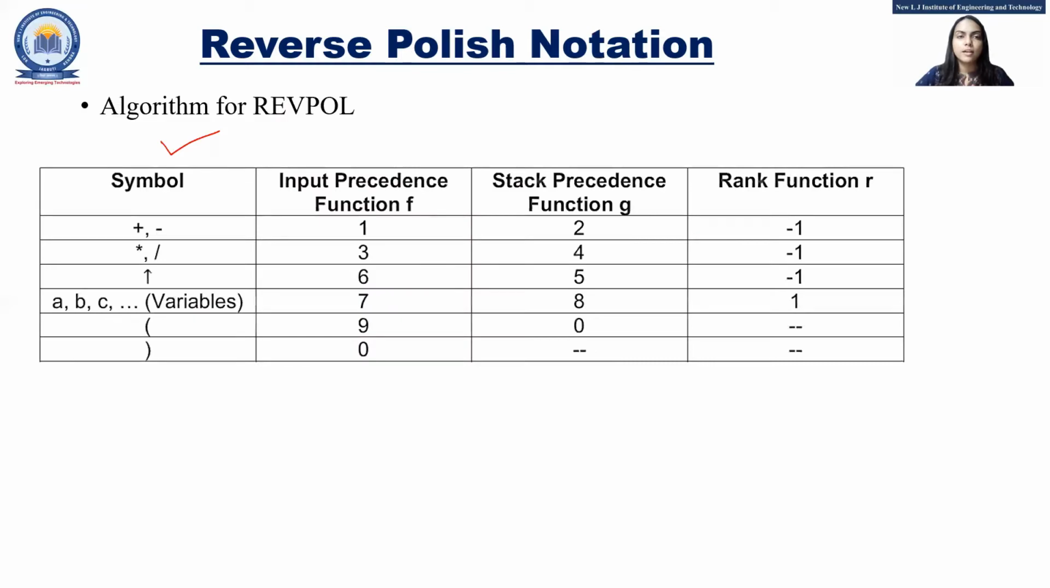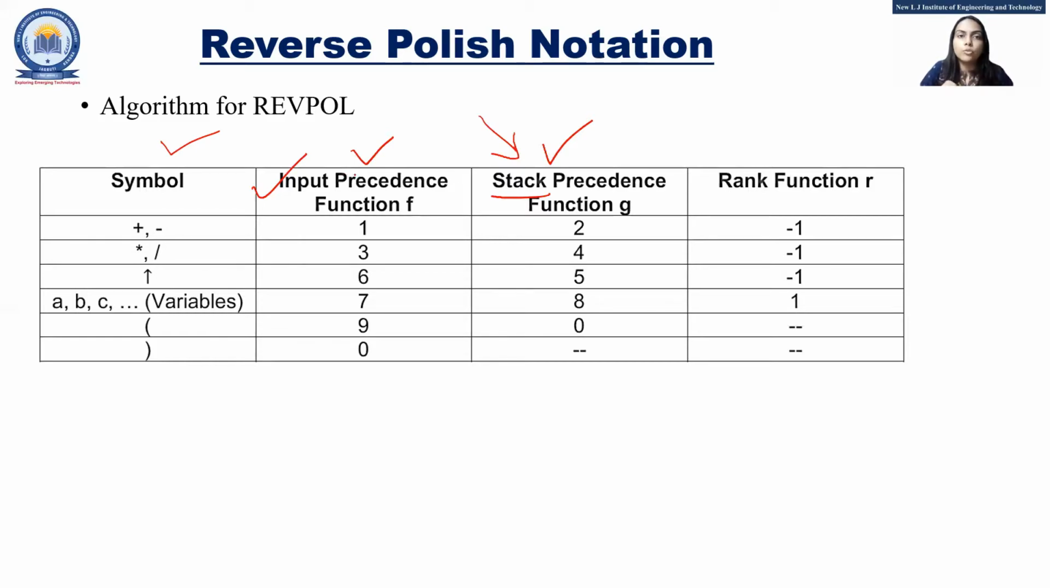Now students, in the previous lecture we saw that we had precedence only f, right? So the f function was used for characters already on the stack and the incoming character. But this time in reverse Polish notation, we have two functions f and g. Stack precedence is the precedence of characters which are currently on the stack, and input precedence is the precedence of the character which is currently scanned, which is going to get input.